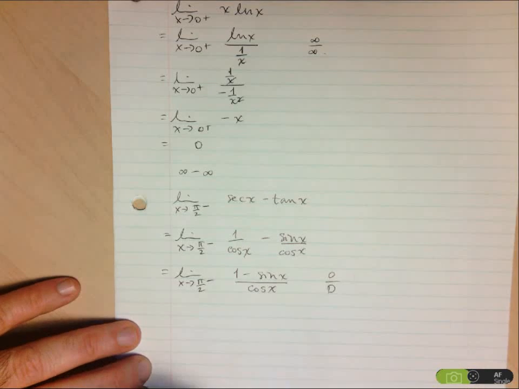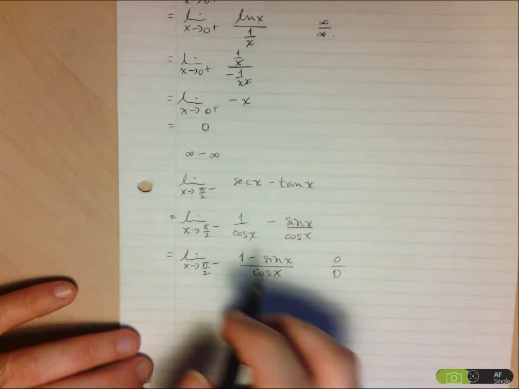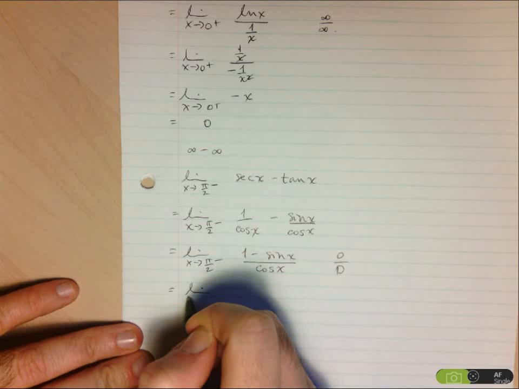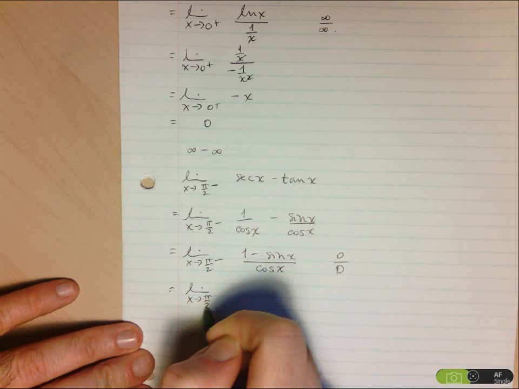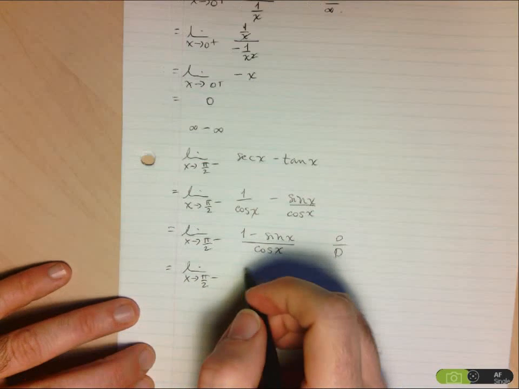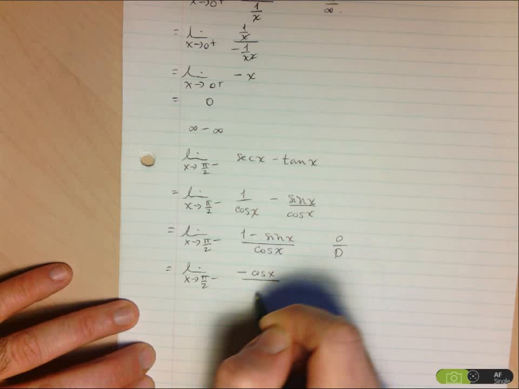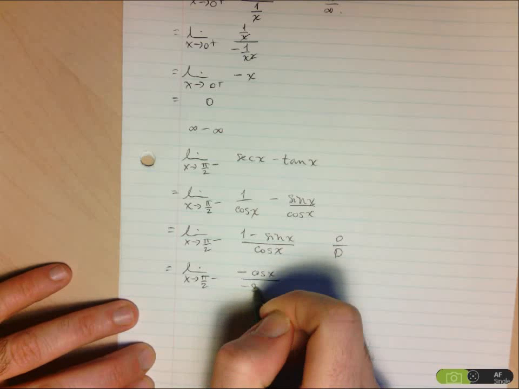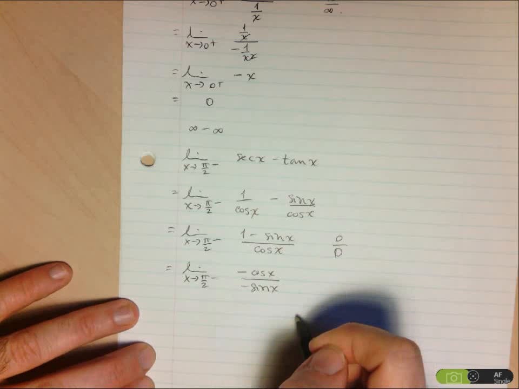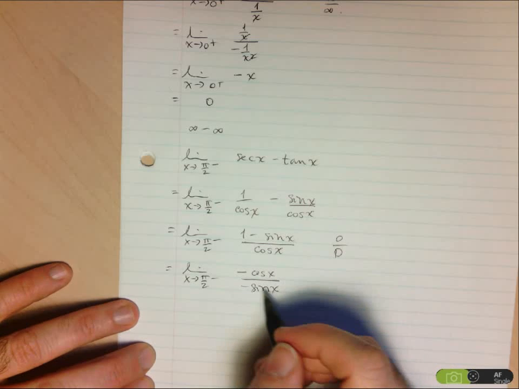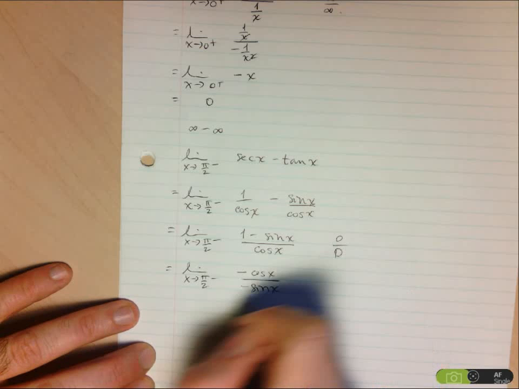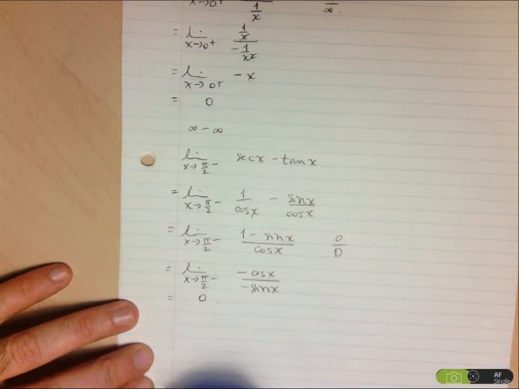Oops, 0 over 0, of course. And so now we can apply L'Hopital's rule. So limit as x approaches pi over 2 from the left. So take the derivative of the top, we've got minus cos x, and here we have minus sine x. And we realize that we just have 0 over 1. So that's just equal to 0 again.